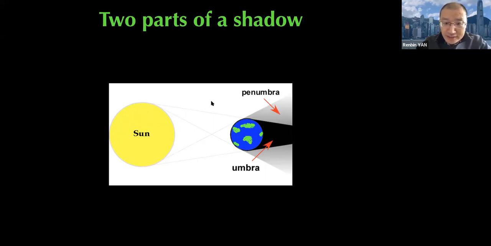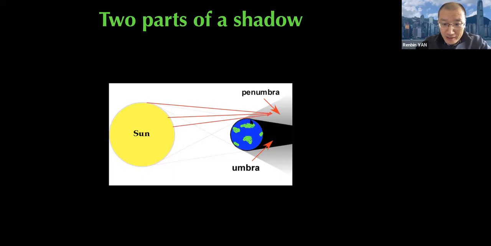In this part, some sunlight can still reach that region, but some sunlight cannot reach there. For example, we can show you that in this figure, the top part of the sun is able to reach this point in the shadow, right? Because if I draw a straight line, they can reach there.